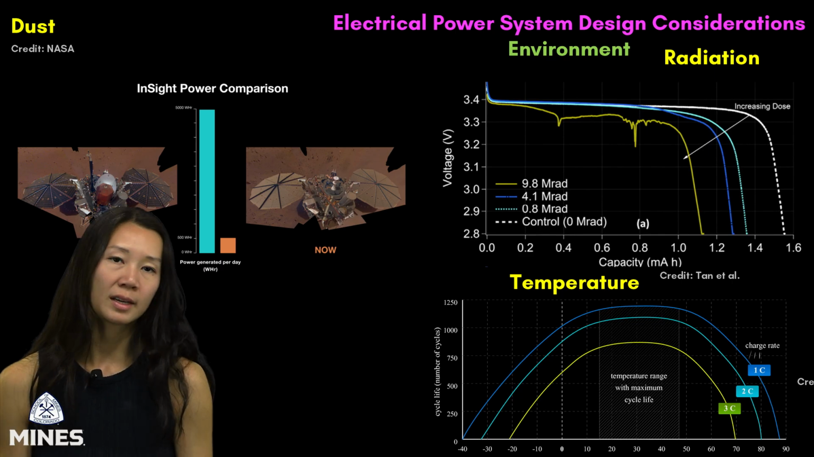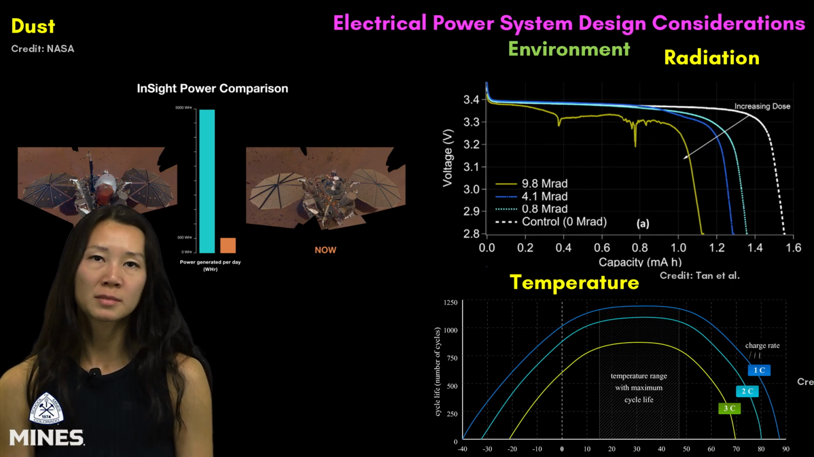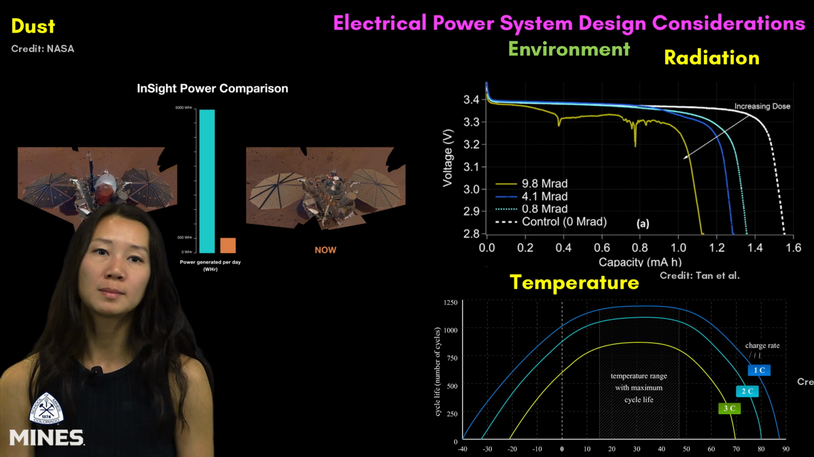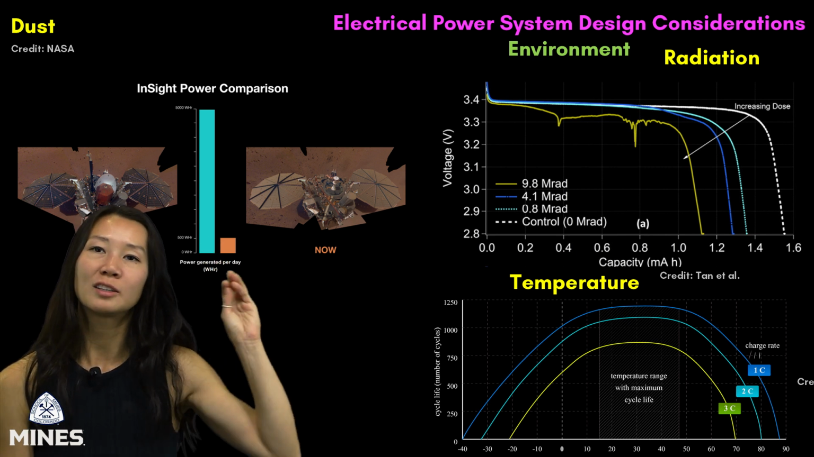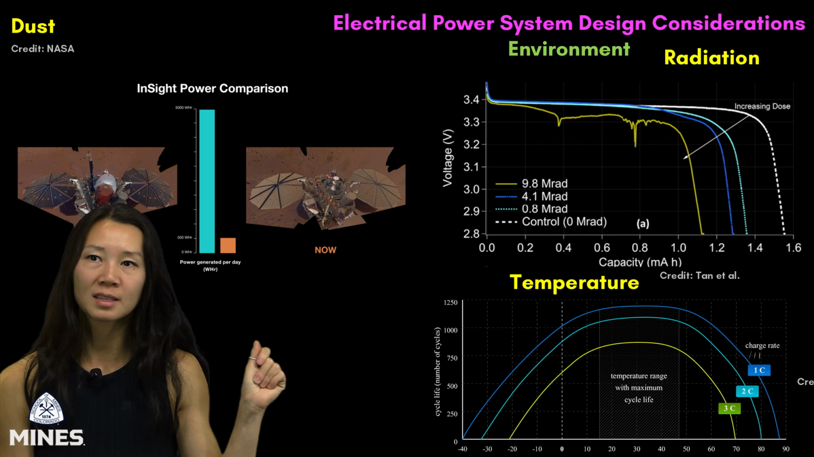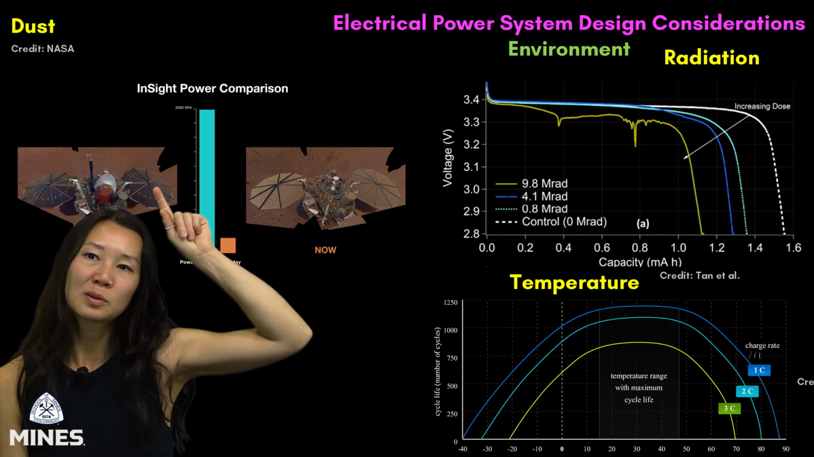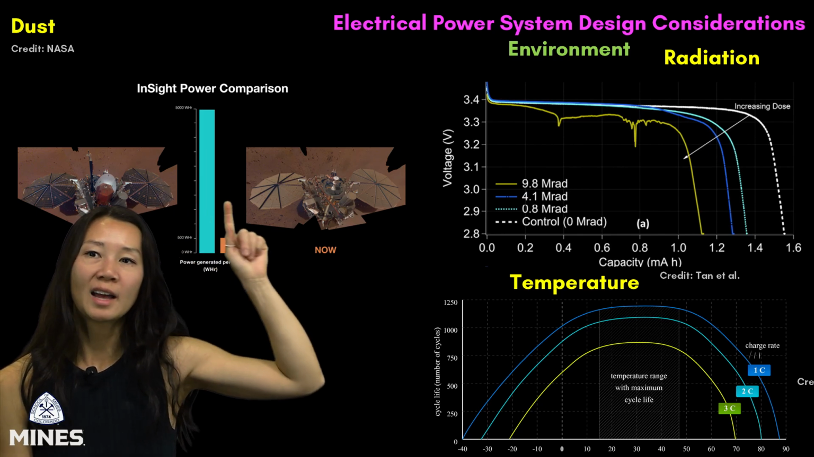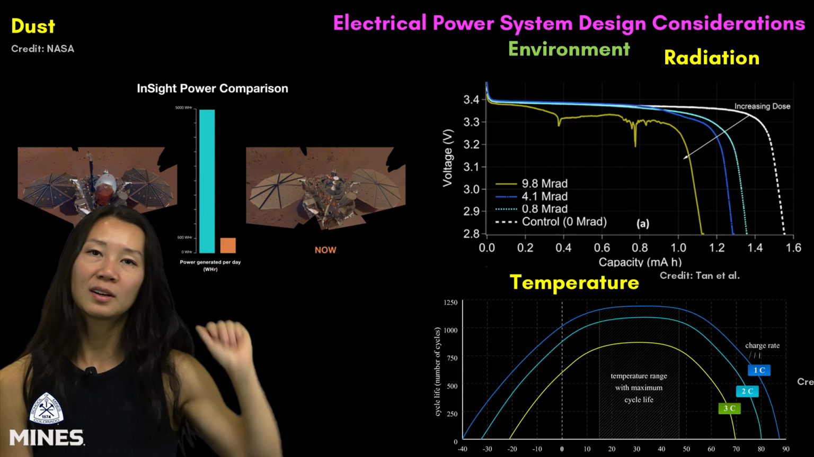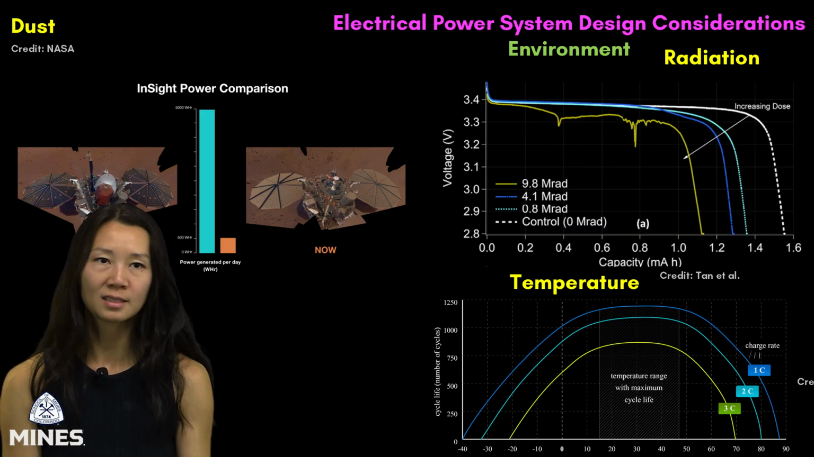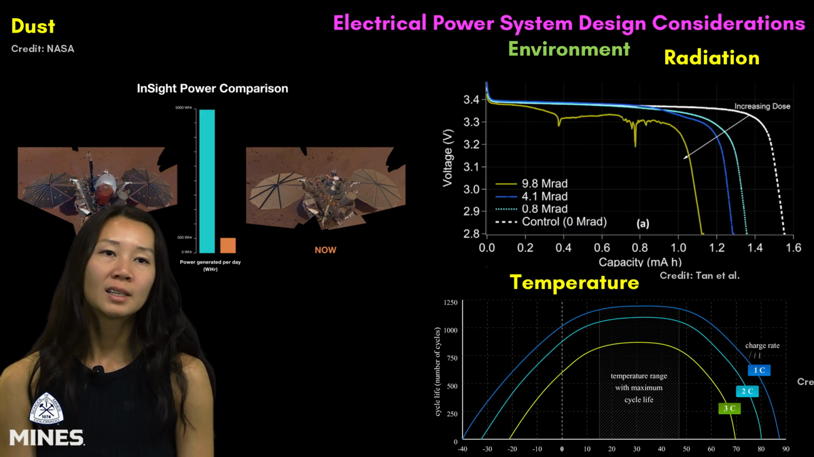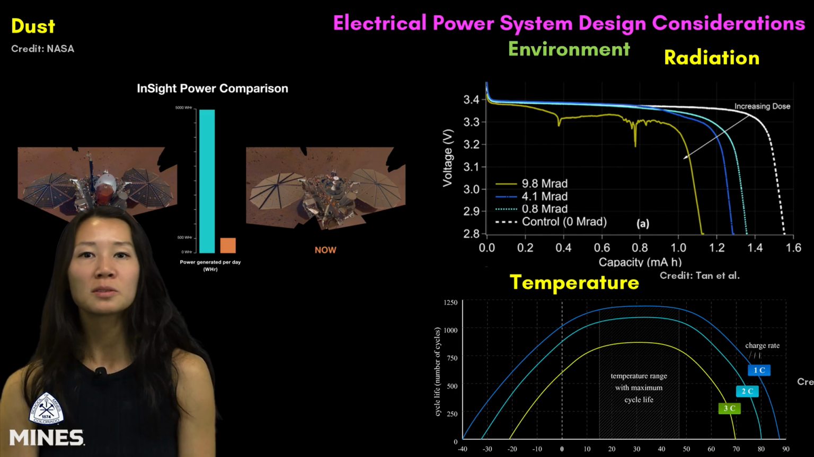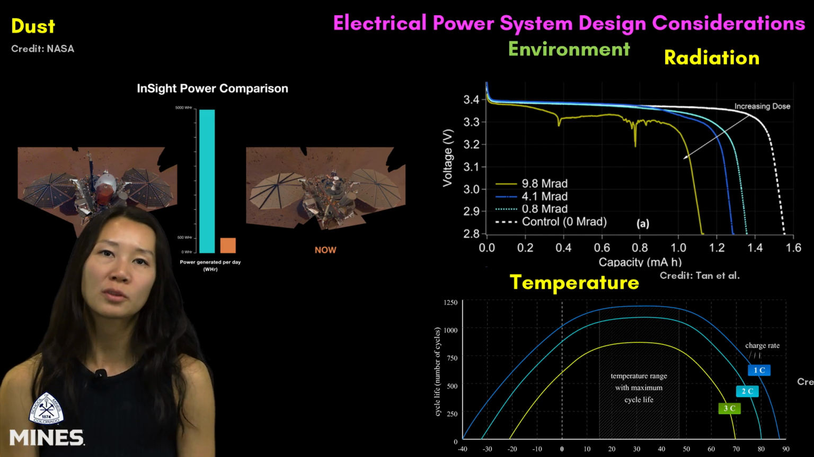Also worth considering when designing electrical power systems is that the environment plays a critical role in system reliability and longevity. In the top left, you see the InSight lander in 2 different time snapshots. One where the solar panels are dust-free, and then in another, the solar panels are covered in dust, so much so that the mission had to be stopped. Dust doesn't just block light, it can also cause electrical shorts and thermal issues.